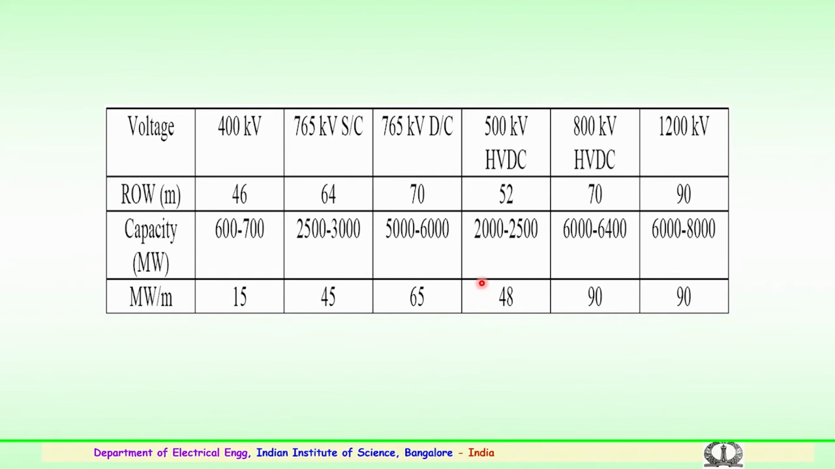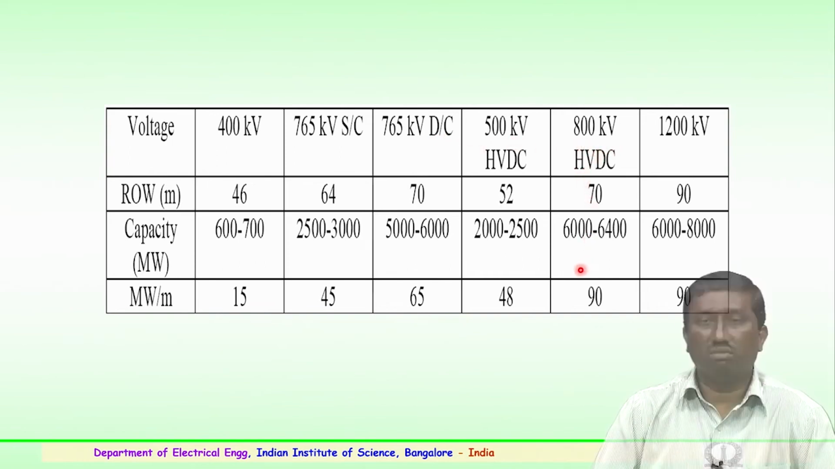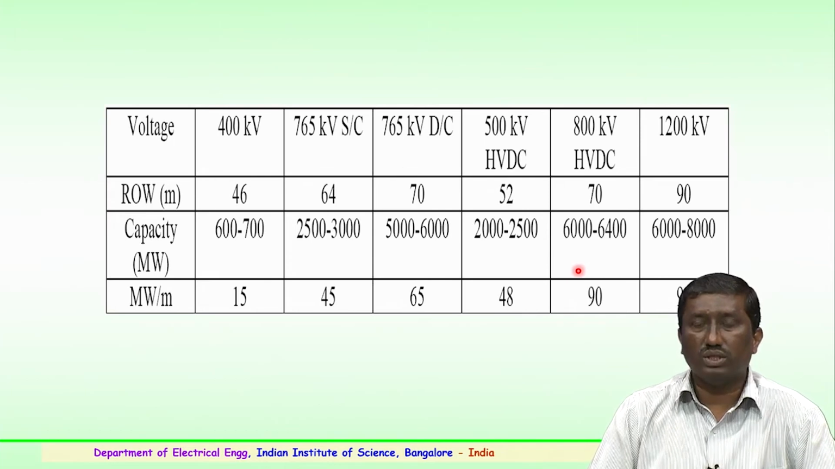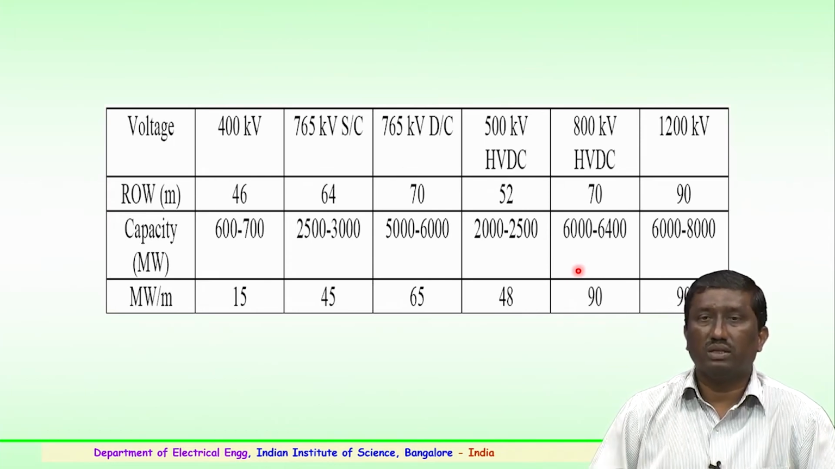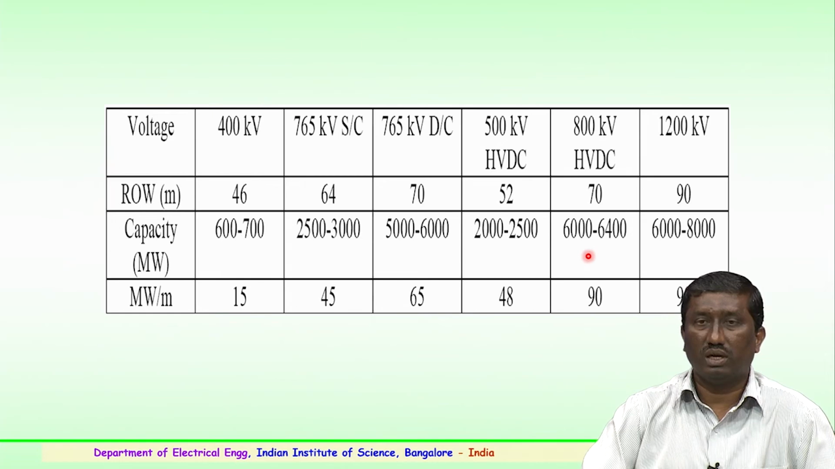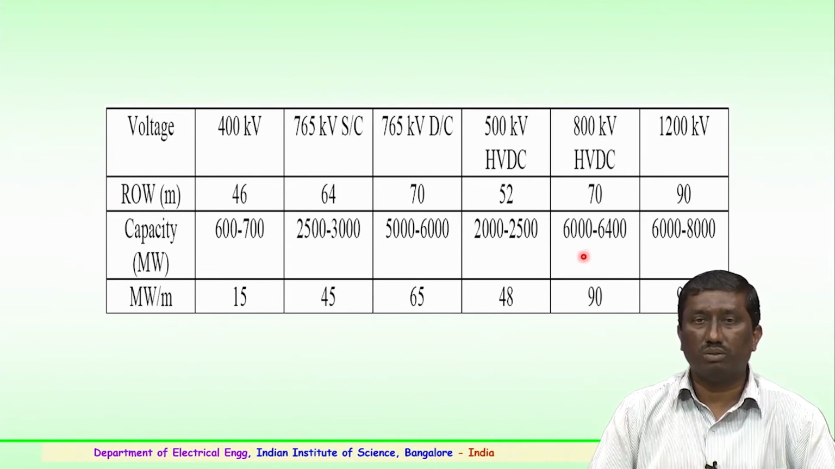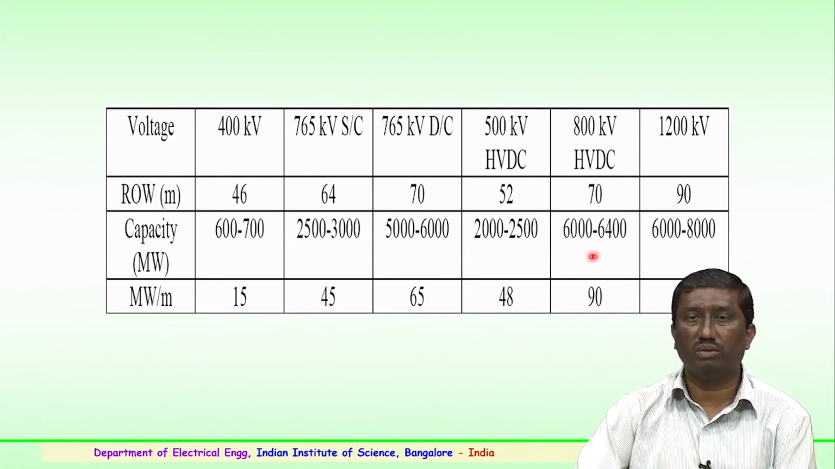So, HVDC becomes much more economical. You can see here in case of 800 kV, that is a similar comparison to an 800 kV double circuit line. You can see an 800 kV HVDC line could carry almost 6000 to 6400 megawatts. This is what the recent line coming from Arunachal Pradesh to Agra, which has been energized, can transmit: power of 6000 megawatts.